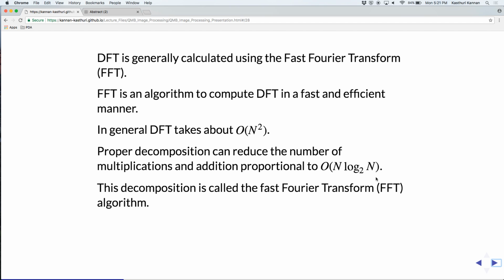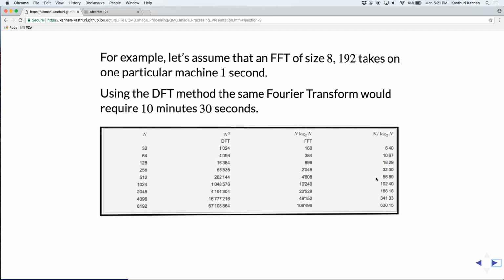All these movies and things are made possible just because of this fast Fourier transform, because you can compute it in a very efficient time. And this decomposition is the famous FFT algorithm.